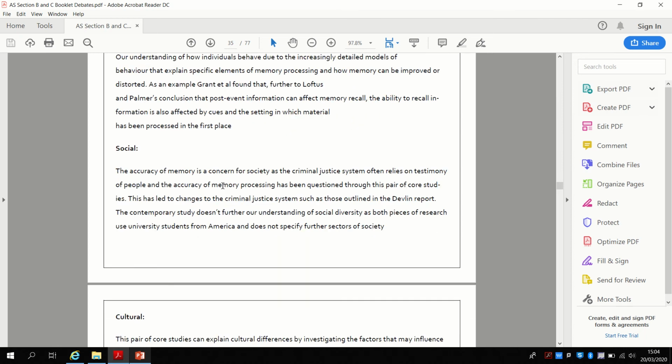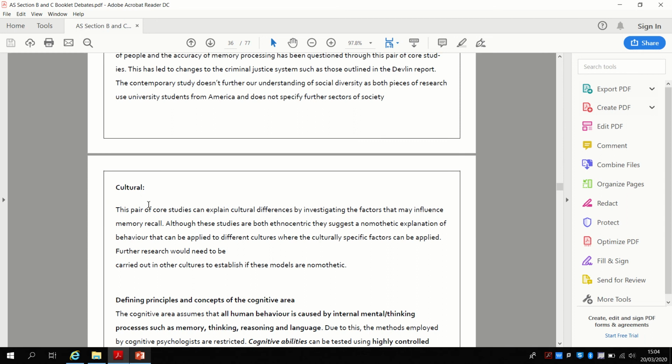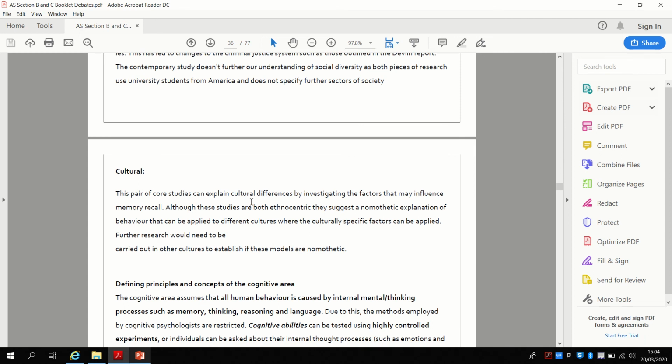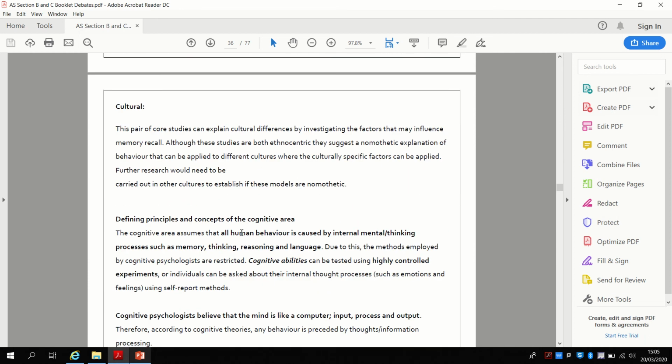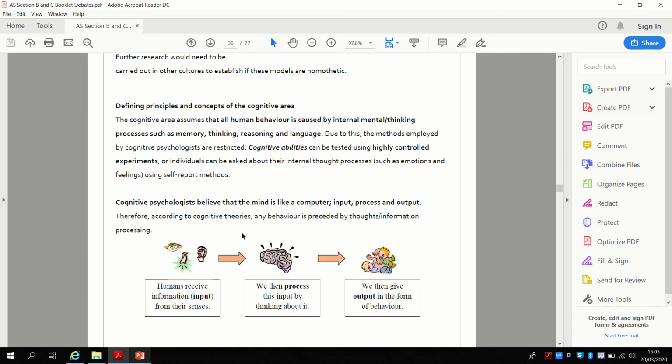In terms of social, the accuracy of memory is a concern for society as the criminal justice system often relies on testimony of people. So does it change our understanding of what we know about society? Yes, it does. It's telling us that actually, can we actually trust society? Can we trust their memory? And for culture, I don't think it changes anything in terms of cultural differences because they were both kind of done in the same culture and therefore it doesn't really tell us anything more about culture.